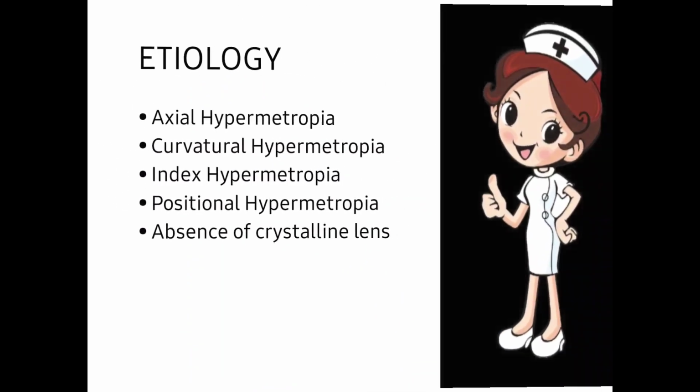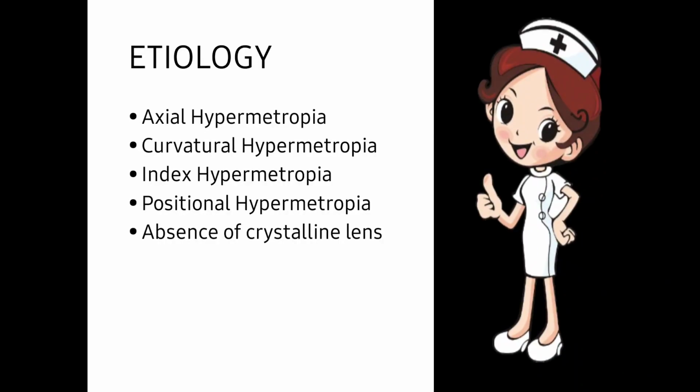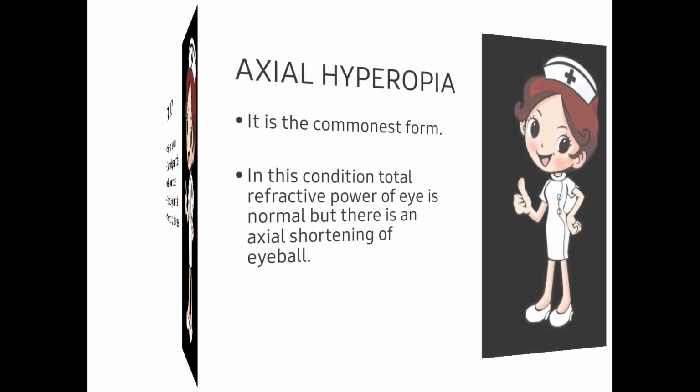Next, etiology. First one is axial hypermetropia. Next one is curvatural hypermetropia. Third one is index hypermetropia. Fourth one is positional hypermetropia, and the fifth one is absence of crystalline lens. Let's see one by one.